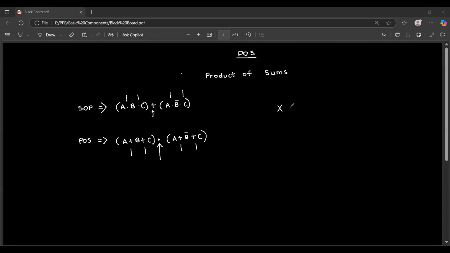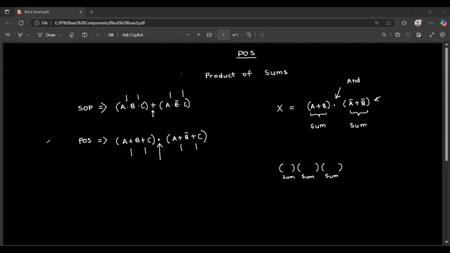Let's say we have something like x is equal to (a plus b) into (a bar plus b bar). Here, this is a sum, and this is another sum, which are connected by using an AND gate. So the expression is actually a single product. There are multiple parentheses, a product of different sums. Each parenthesis represents a sum of its own. So this is what we call product of sums.